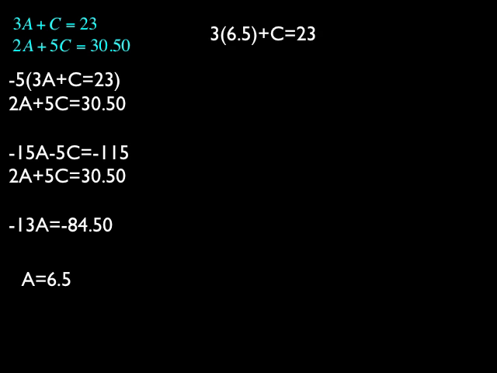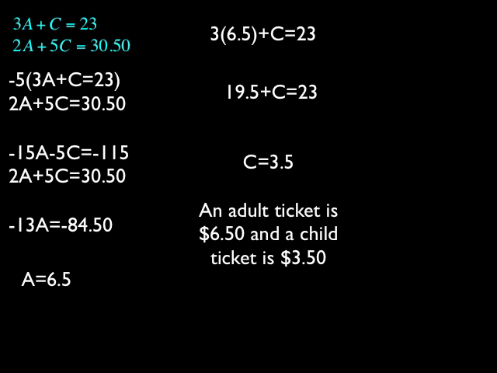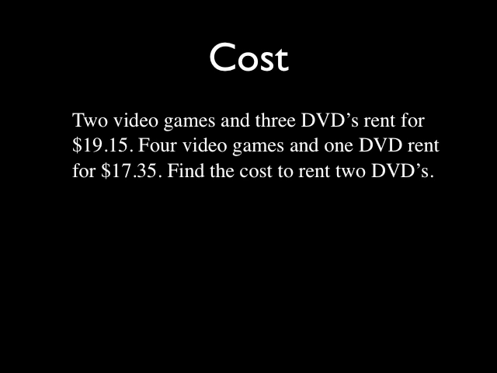Plug that into either equation, it doesn't matter which. So we get 19.5 plus c equals 23. Subtract 19.5 from both sides and I get 3.5. So an adult ticket is $6.50, and a child's ticket is $3.50. So that is an example of a cost equation. Let's do one more cost equation.